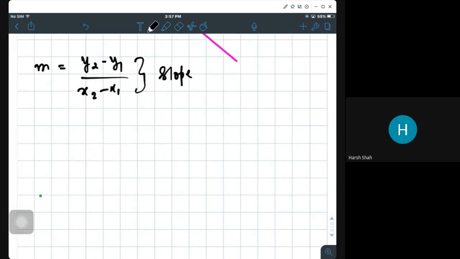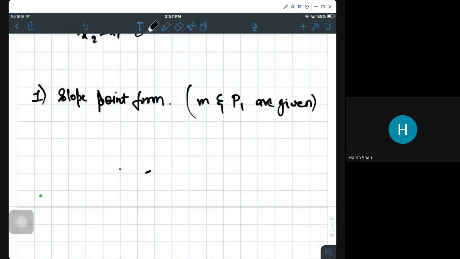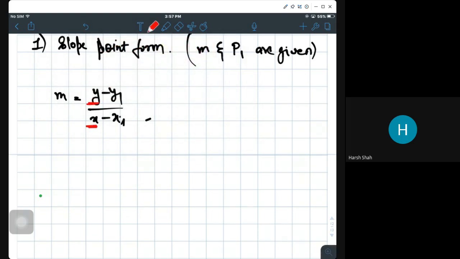Now, the first way to represent a line is the slope point form. As the name suggests, we have a slope and a point. m and P1 are given. Now, I can write this as m is equal to y minus y1 upon x minus x1. These two, x and y, are not given. This we can apply and find.